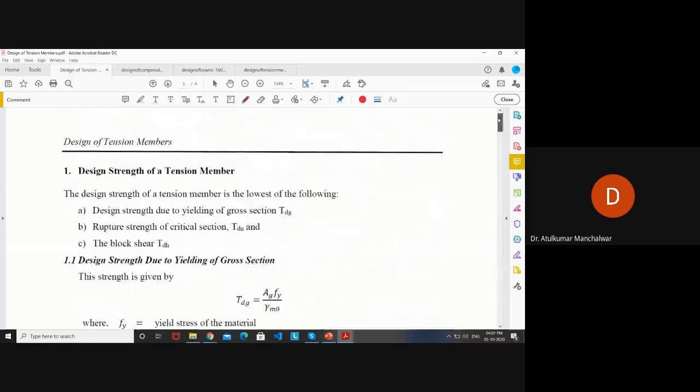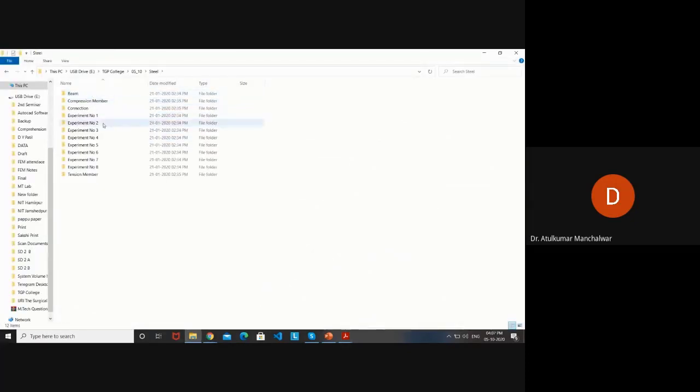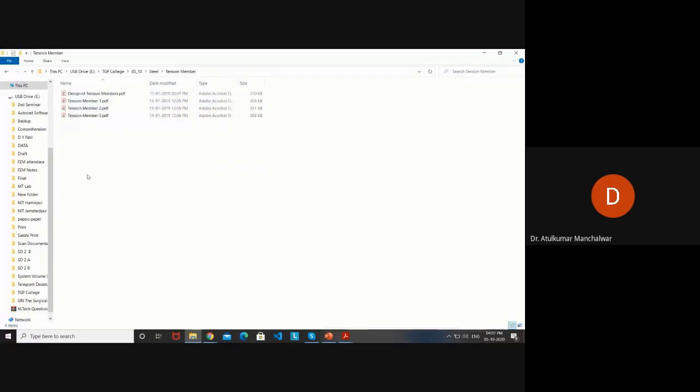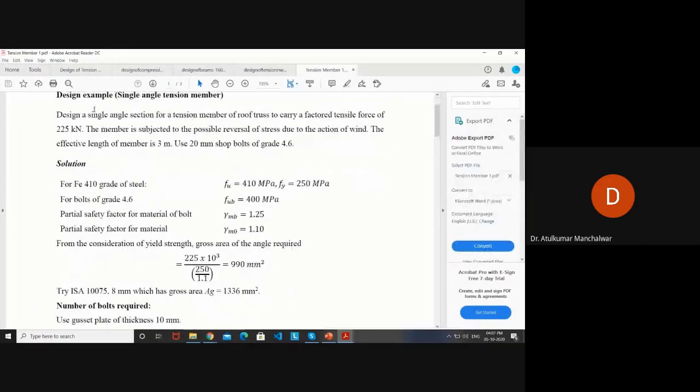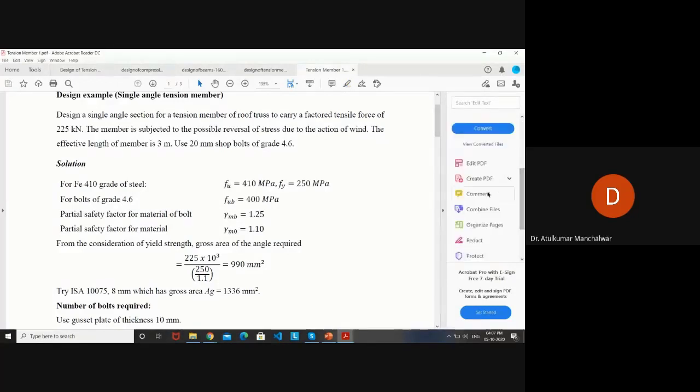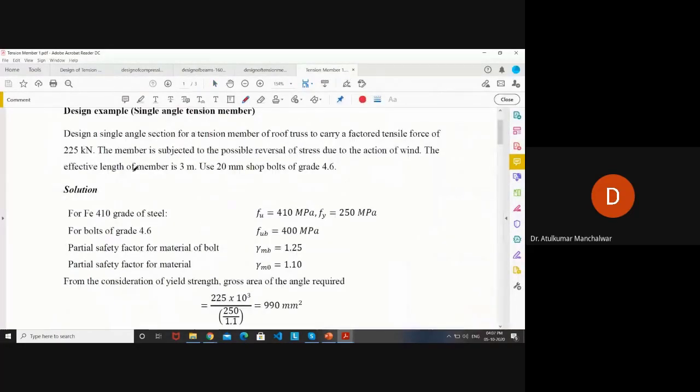I hope this is sufficient for the tension member. If you want, I will take one example on the tension member also, how it is solved. So if you see, there is a design example of a tension member, a design example of a single angle section. There is the question, a very simple question. We will take it in 2 minutes first.